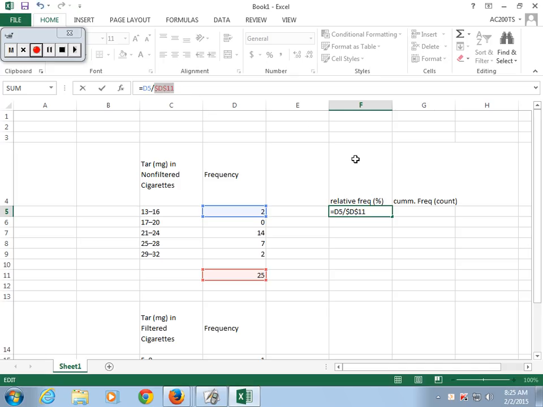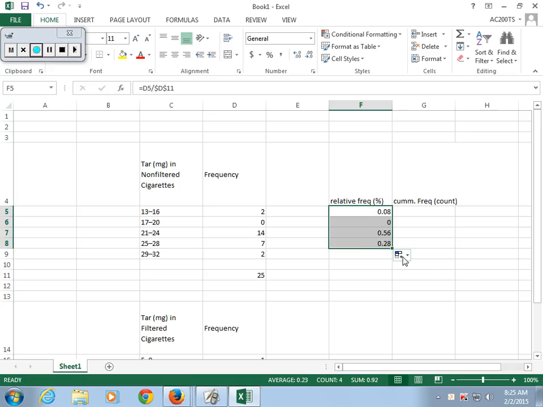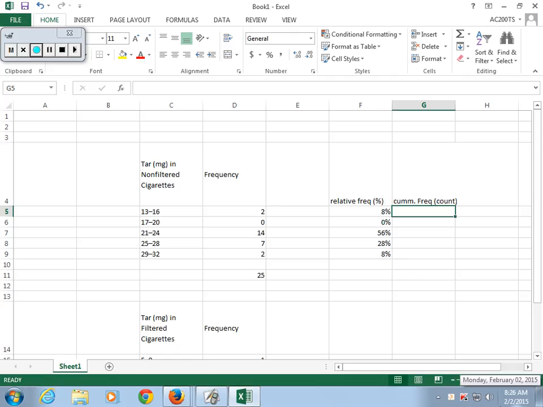I'll look back at it in just a second. And I want to lock F4. And I'm going to pull it down, copy down. And there should be your relative frequencies. And if you wanted to turn it into percentages, just hit the percentage button and there's your percentages. And that's how you do a relative frequency. Relative frequency is a 25-cent word for what? Percent. I can't call it a percent because that'd be too simple.